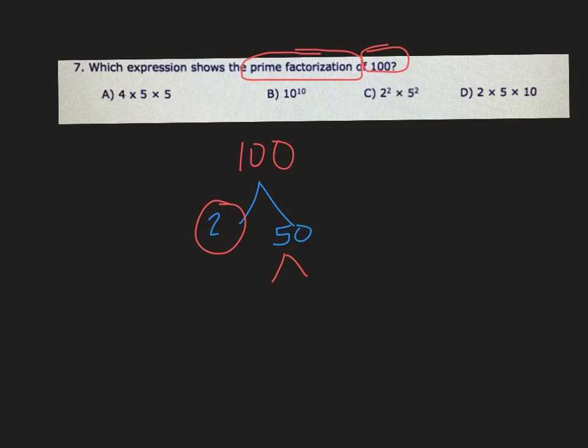Now, I am going to choose to do 2 times 25. You may choose to do 10 times 5. That's okay. There are different ways you can do it. You will get to the same answer once you're finally done. So again, 2 is prime, so I can leave that as is, and I'm going to break down my 25. I know that 5 times 5 is 25, and 5 is prime because I can only multiply 1 times 5 to get 5.